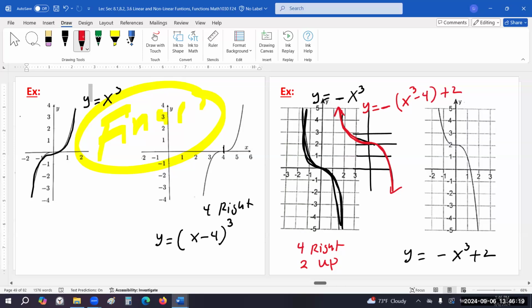Doesn't cube go outside the bracket? Sort of. Parentheses doesn't tell you inside, the cube tells you inside. So almost correct, except this cube should not be here, it should be there. So our original function is a cube, and we have a negative 4 inside the cube. So 4 right means minus 4. 2 up means single 2 with the plus sign. So single 2 with the plus sign, minus 4 inside our original function.